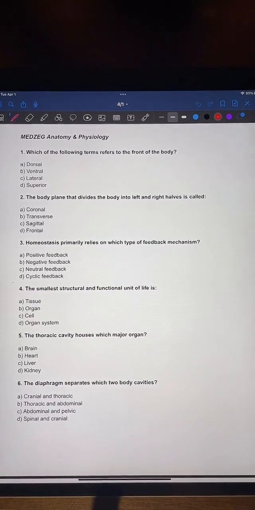So number one, which of the following terms refers to the front of the body?